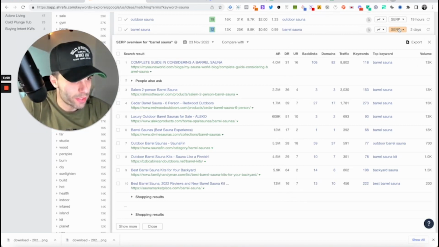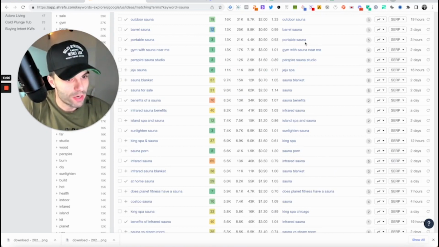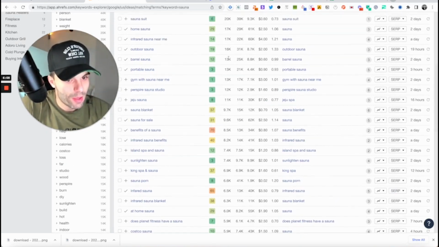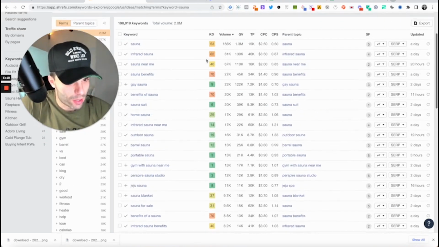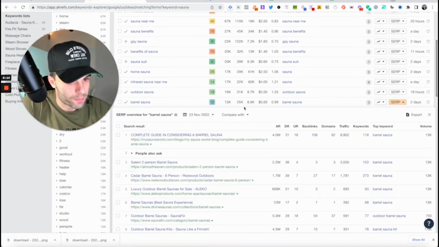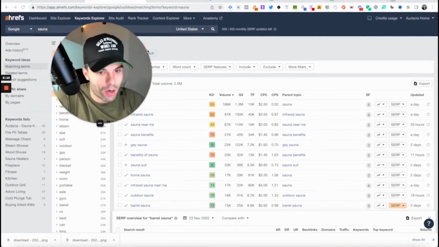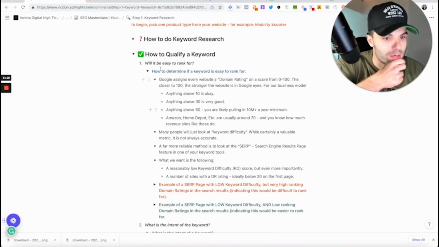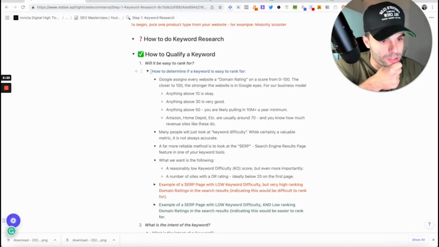So this one has a higher keyword difficulty than the other one, but this would be much easier in practice to rank for. So that's what we want to look at. That's an example of why it's not a good idea to just look at this number. It's good to actually look at the results page and see what types of websites are ranking right now. So that's how to determine if a keyword is easy to rank for.